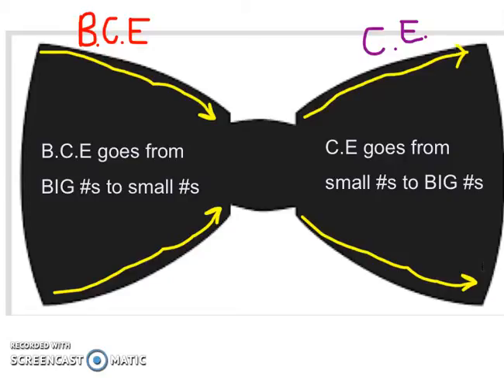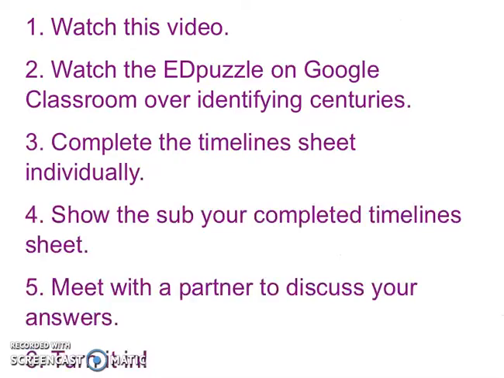Okay, so again, a very quick review of what we covered yesterday in class and through the video. Now I'm going to just explain to you your next steps that you're going to have for the remainder of the class period, and then what you'll have to do after that. So watch this video with step 1. You've done that. Awesome. Great job. Now you're going to go to step 2. You're going to watch the Ed puzzle video on Google Classroom over identifying centuries.